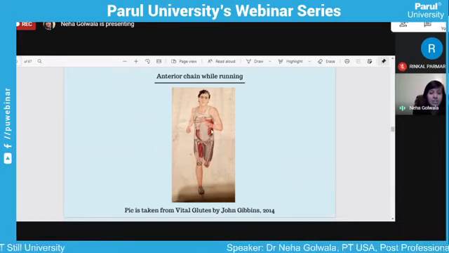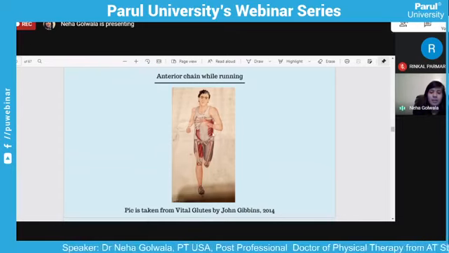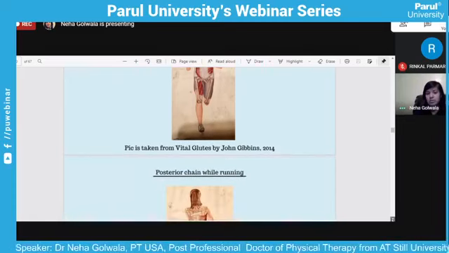So here the anterior chain is working: the weight-bearing leg, hip adductors, and the opposite side of external oblique and the same side of internal oblique. So see how it is working? This leg is forward, this arm is forward, and these two are backward. So this is how we get the balance.